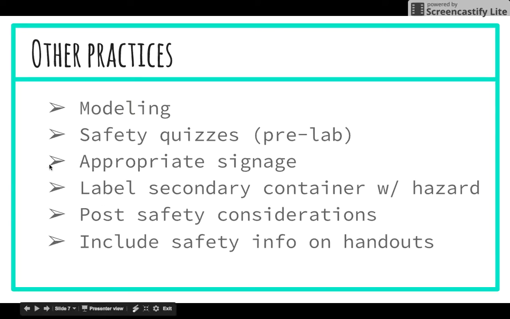Also, labeling secondary containers with the hazards. So, for example, if you're using ethanol in a lab, make sure that the beaker that the student is handling, that secondary container, not only says ethanol, but also says that it's flammable. So it's very clear in that moment that the student is using that chemical, what the hazard is. You could also post safety considerations in the classroom or in the lab that pertain to that lab specifically, and include safety information in handouts that you pass to the students about the lab.